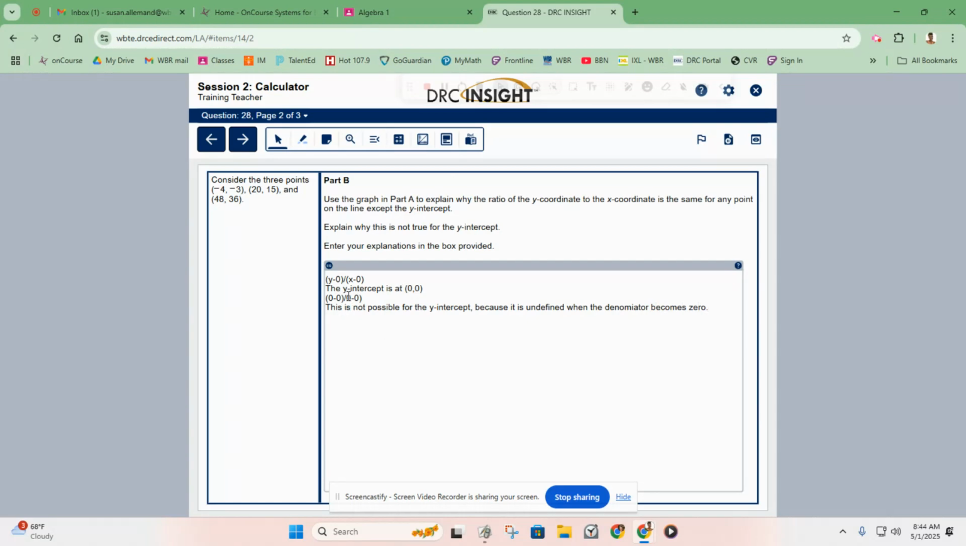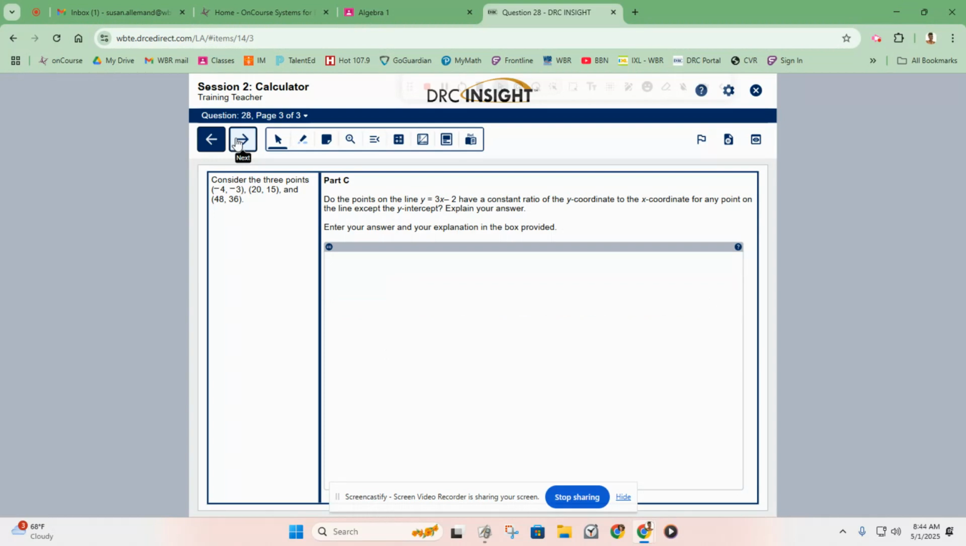So see right here, I would have 0 minus 0, which is 0. That would give me a 0 in the denominator of a fraction, and that's not something that we can do. It makes it undefined. Cannot divide by 0.